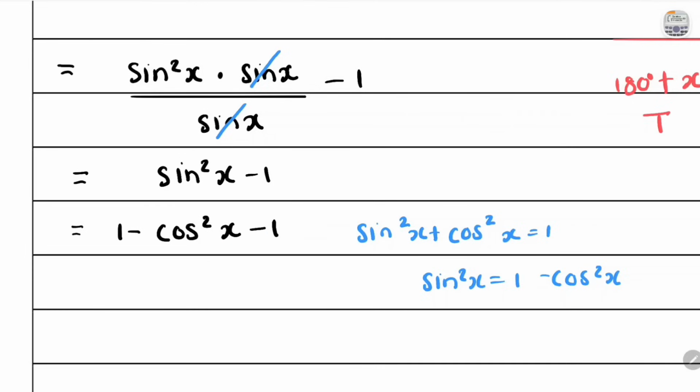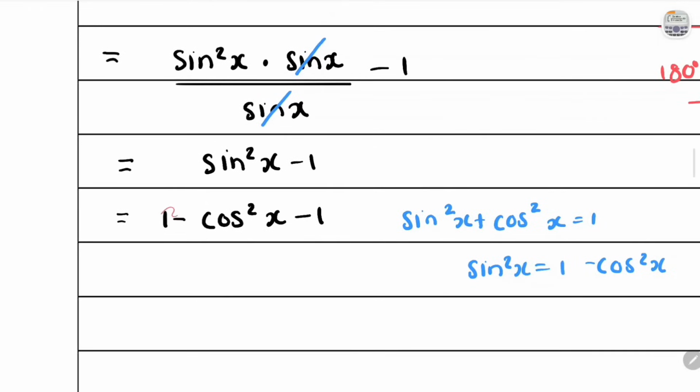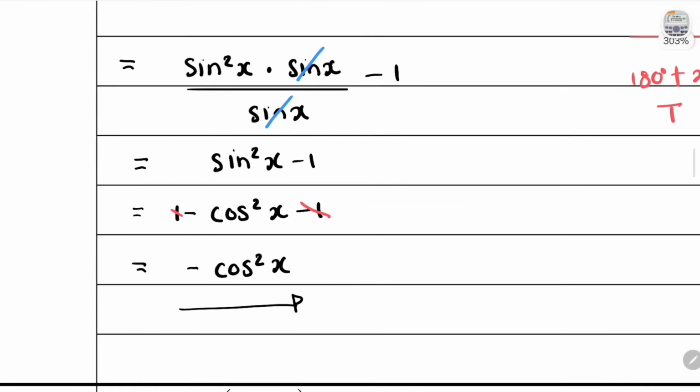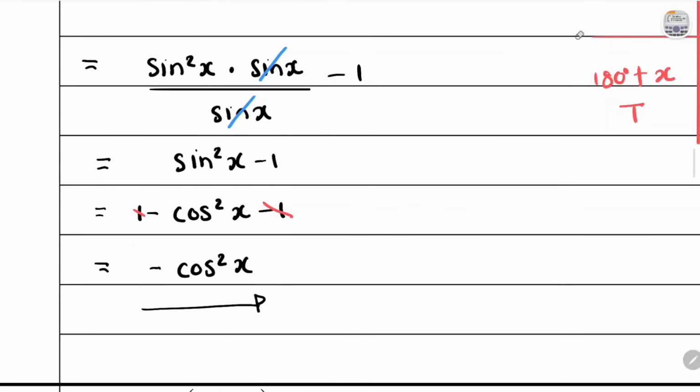And then we still have the minus 1. And then you see that the 1 and the negative 1 cancel. And all that we are left with is negative cos squared x. And that is our answer. This trigonometric expression simplifies to negative cos squared x.